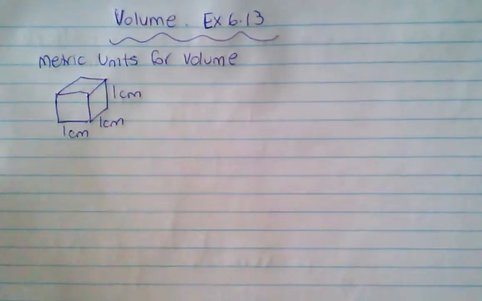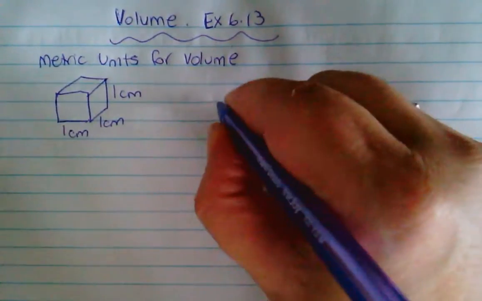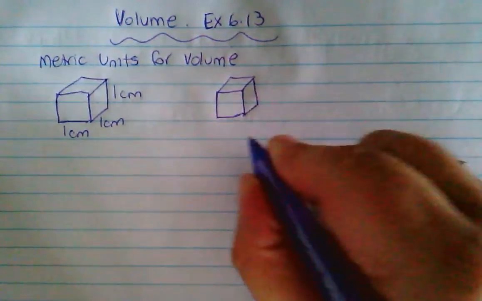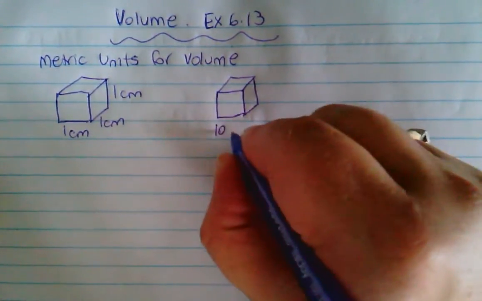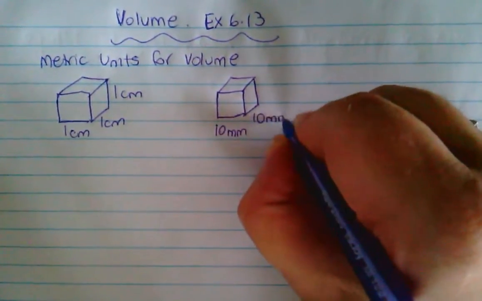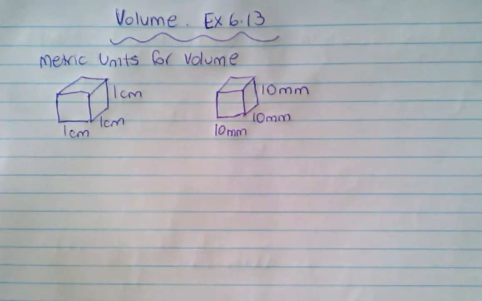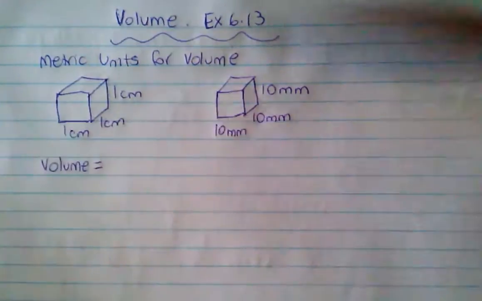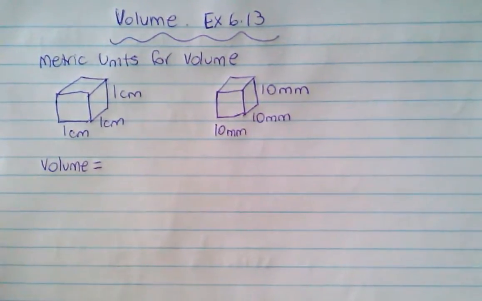If I've got a 1 centimetre cube, it's 1 centimetre times 1 centimetre times 1 centimetre. That is identical to drawing another 1 centimetre cube, but instead of writing 1 centimetre, 1 centimetre, 1 centimetre, 1 centimetre is how many millimetres? 10 millimetres, 10 millimetres, 10 millimetres. Now these cubes are identical. Let's look at the volume of the first cube. They're the same cube, but we're just doing volume in the different units.